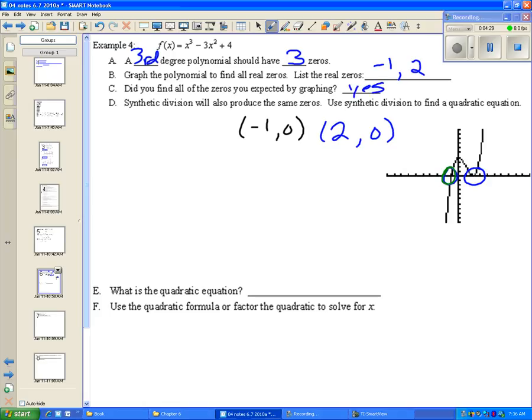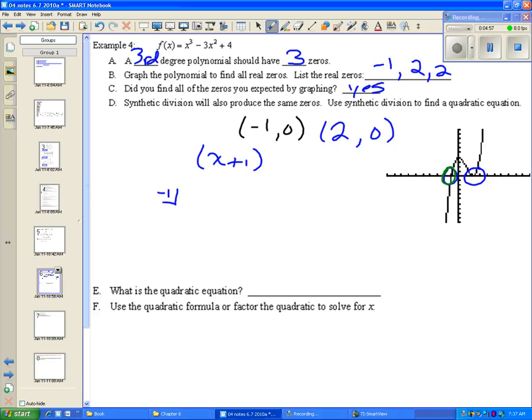Use synthetic division to find a quadratic equation. Remember, technically speaking, I have a double root. I could write a second 2 up there. I really don't need to. But let's remember our synthetic division. This is a coordinate negative 1, 0. So let's use synthetic division. That means that's the factor x plus 1. That means in the box I still have that negative 1.